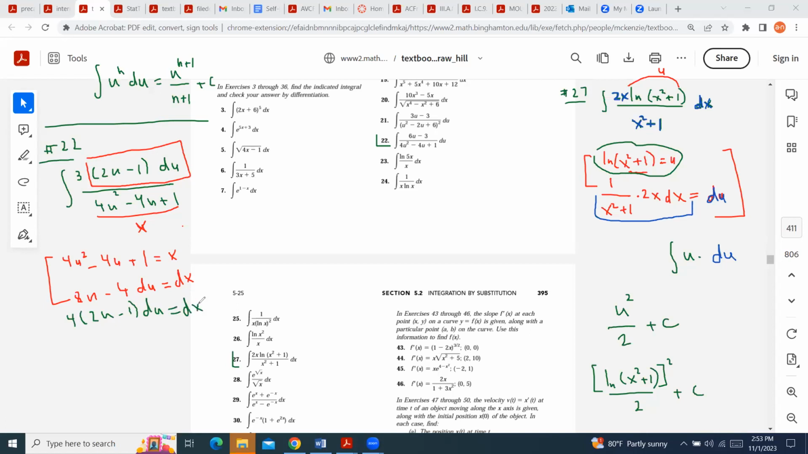So we're going to divide by 4 on both sides, right? Because I don't need that 4. I have just 2u minus 1. I say, Alex, but you also have a 3. I don't care for that 3. 3 is a constant. It goes outside. Constants never bother us. We just want to take care of variables.